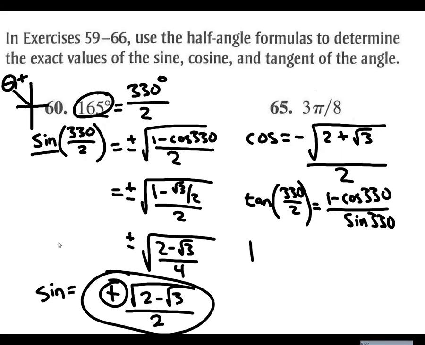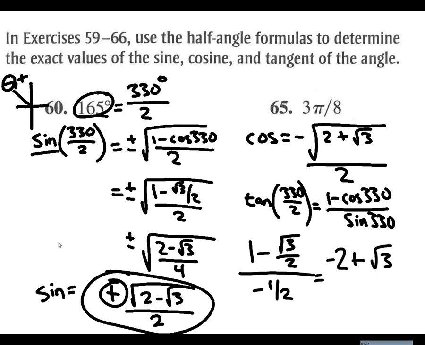So the finished product here: cosine of 330 is going to be rad 3 over 2. The sine of 330 is negative 1/2. And so if we clean this up, 1 divided by negative 1/2 is the same as 1 times negative 2. So negative 2 plus rad 3 will be our final answer. All right, on to 70 we go.